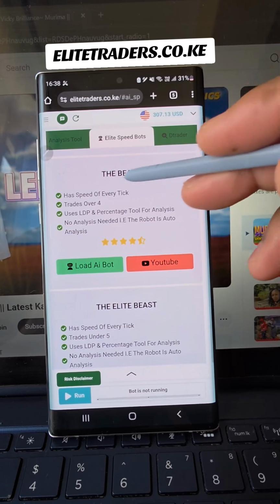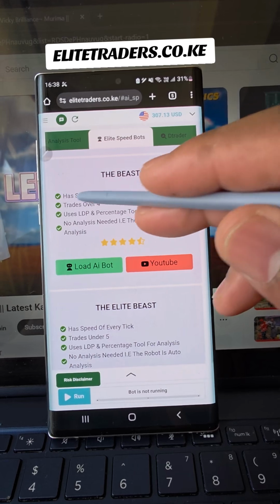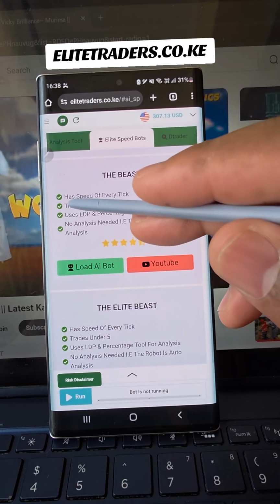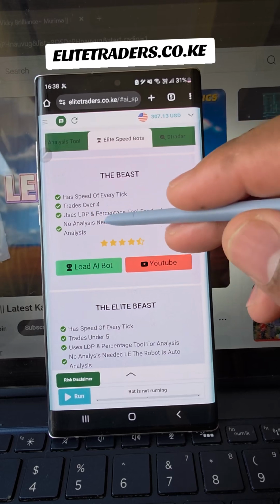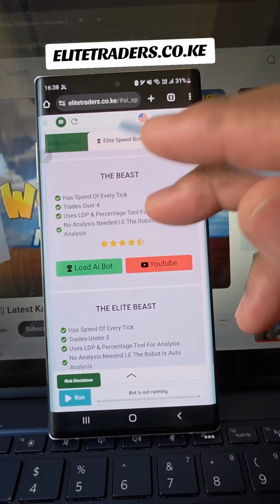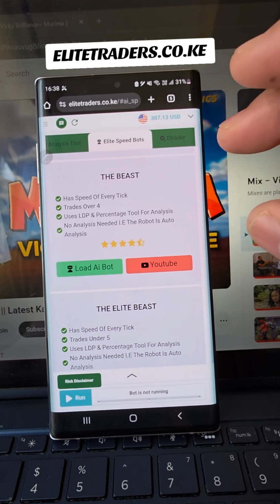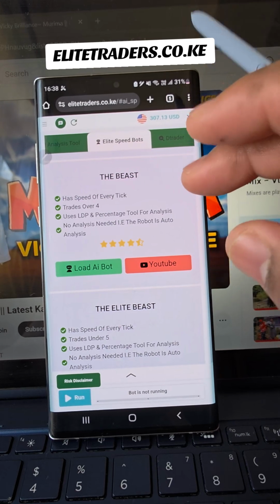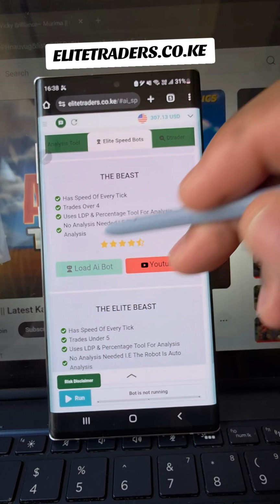So I want us to use this robot called the beast. The beast has a speed of 1 tick, trades over 4, and uses LDP and a percentage tool for analysis. No analysis is needed for this robot, so we'll be trading over 4. This robot is set to trade over 3 with a recovery over 4 after a loss, with auto analysis.